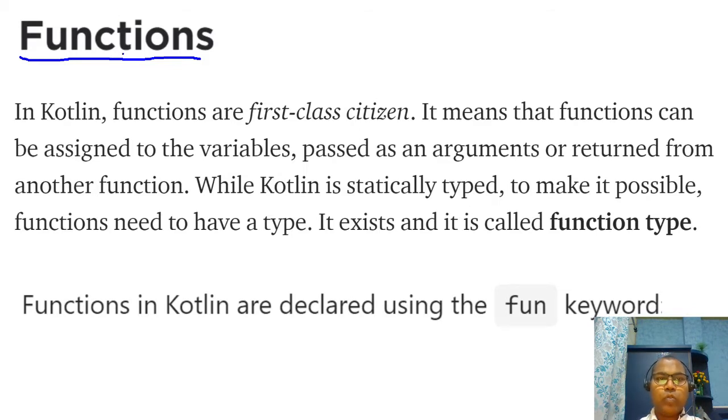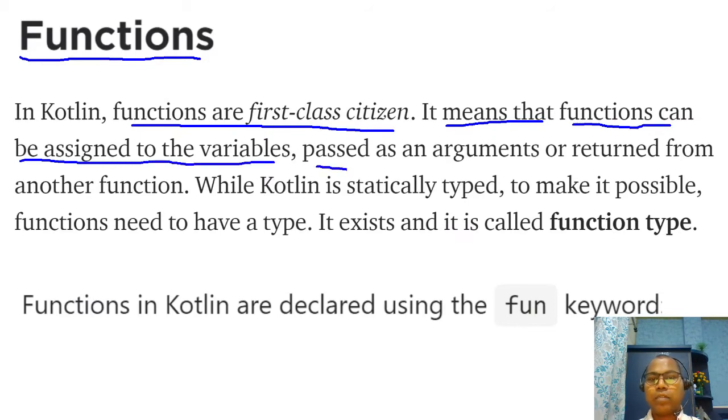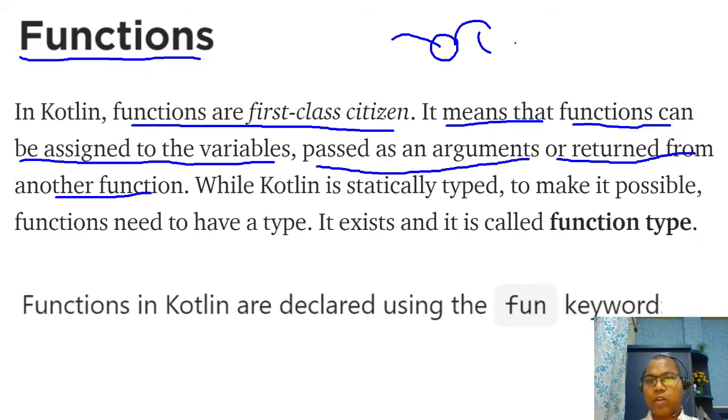In Kotlin, functions are first class citizens. It means that a function can be assigned to a variable, passed as an argument, or returned from another function. That means you can assign this function to another variable, pass it as a function argument, or a function can return another function as well.